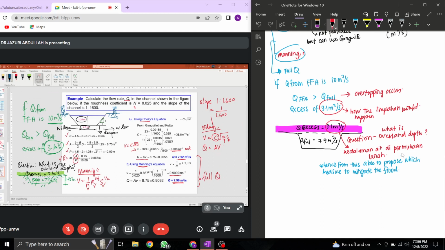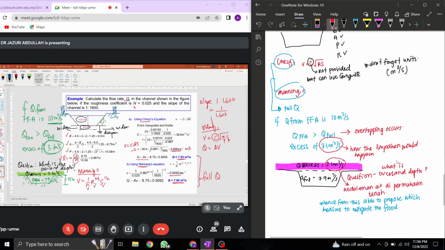ni lah kan? Maksudnya bukanlah kita comparekan between Chazy dengan Manning tu. Bukan. Yang ni dia just nak tunjuk je lah nilai dia berbeza. Yes, ini dia just method. Selalunya basically I will ask only one method, sama ada Chazy ataupun Manning saja. But kita boleh gunakan, you can choose whatever method you want to calculate the Q.